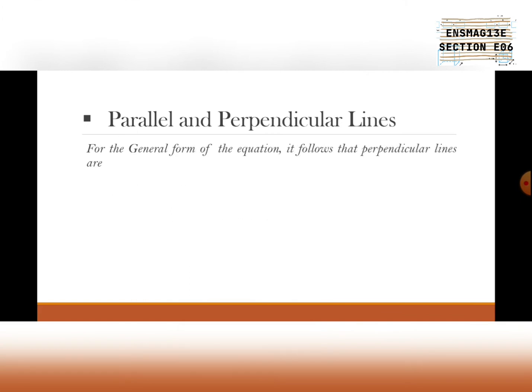For the general form of the equation, it follows that the perpendicular lines are a sub 1 x plus b sub 1 y plus c sub 1 is equal to 0, and b sub 1 x minus a sub 1 y plus c sub 2 is equal to 0.